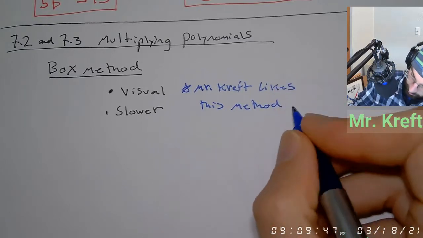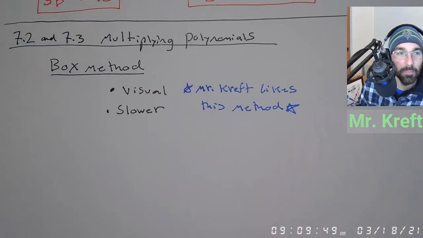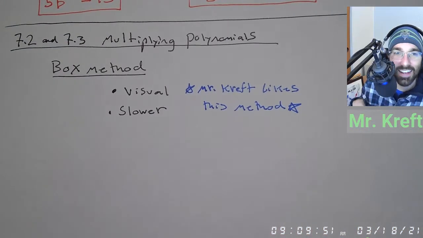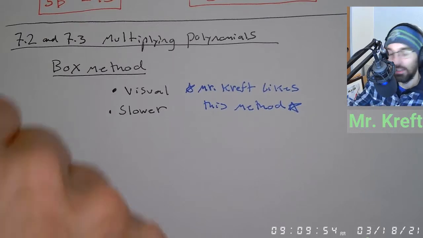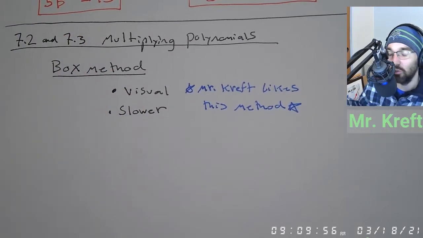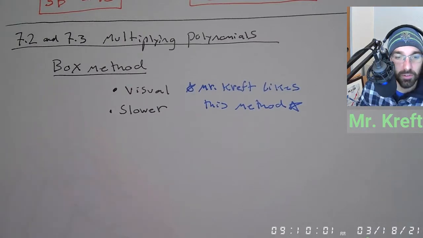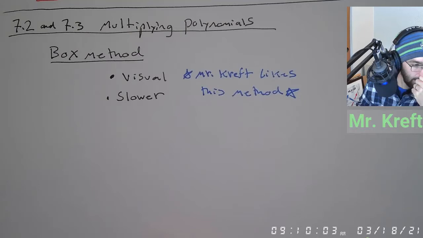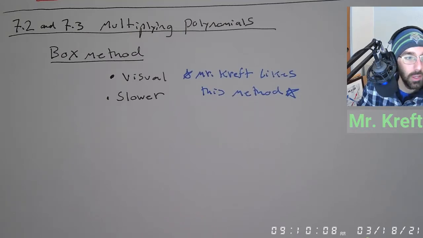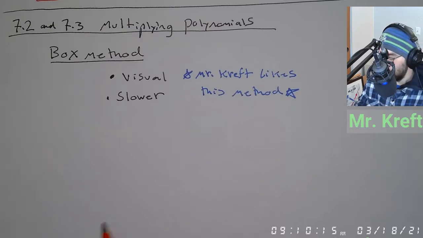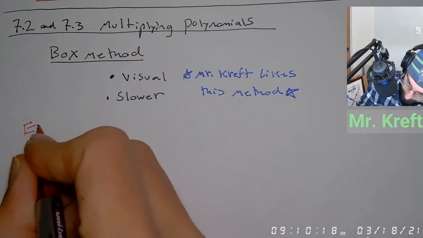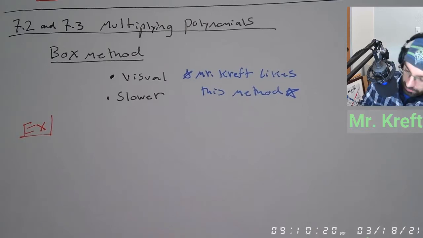So I like this method because it might be slower, but it's visual, and it will limit the amount of mistakes you make, because the slower you go, the fewer mistakes you're going to make. Okay? So we're going to do the box method first and really practice that. And then I'll show you a way that's a little bit faster, but I don't really recommend it. But for some of you, you might appreciate the faster method. Okay? So let's take a look at an example. Okay, we're just going to dive right into an example of this.